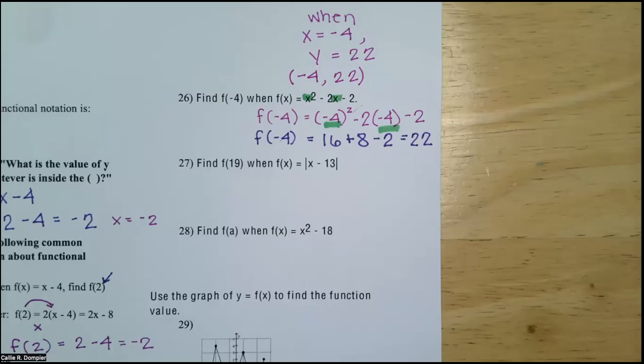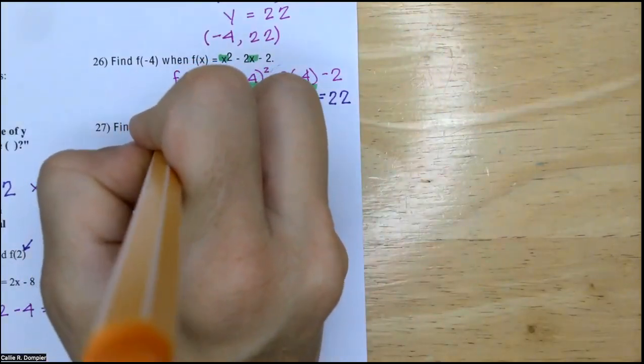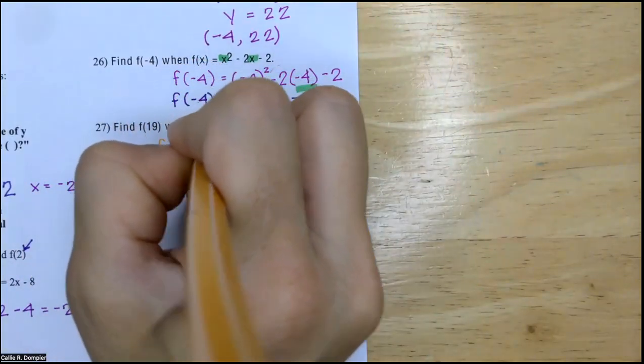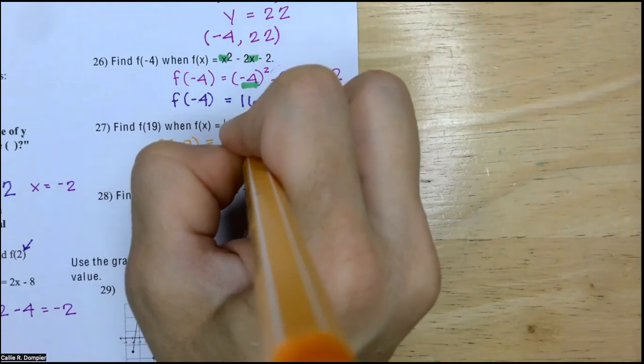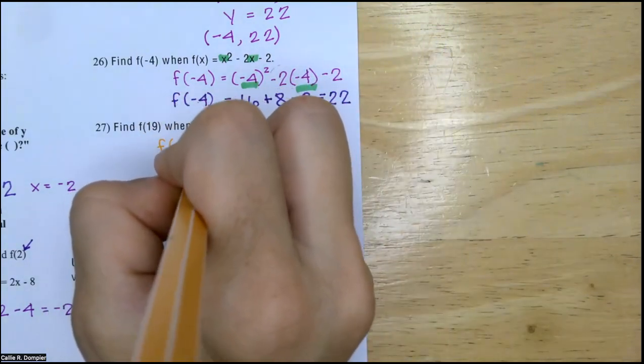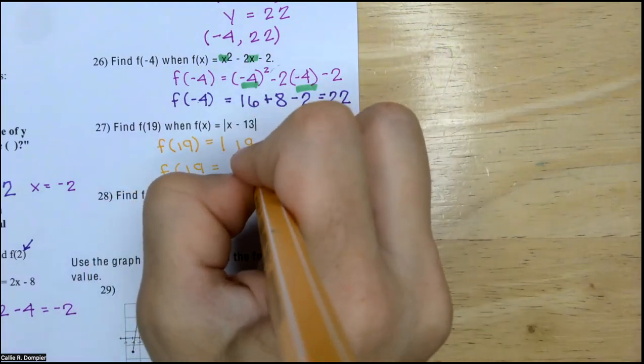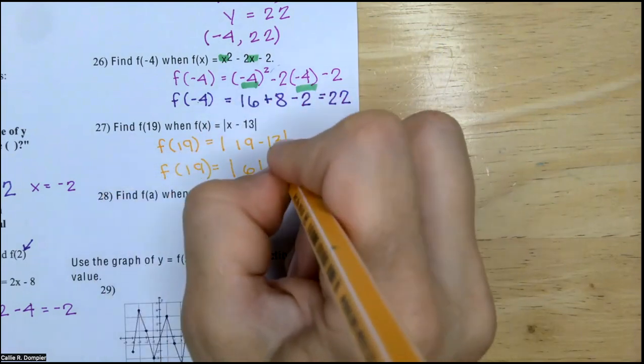Find f of 19 when f of x equals the absolute value of x minus 13. f of 19 equals the absolute value of 19 minus 13. f of 19 equals the absolute value of 6, which is 6.